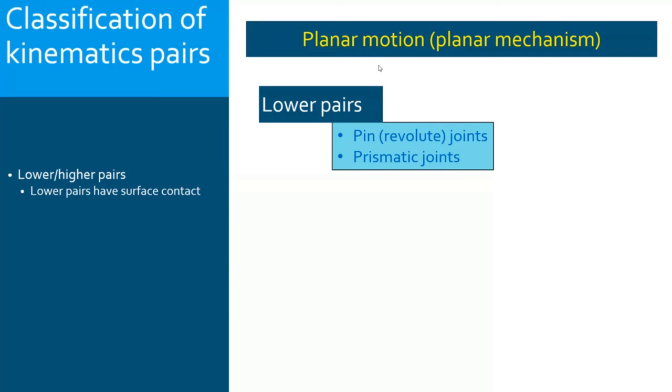In a pin joint the contact is cylindrical. You have a pin in a cylinder, and the contact is an entire surface. So this is considered a lower pair.